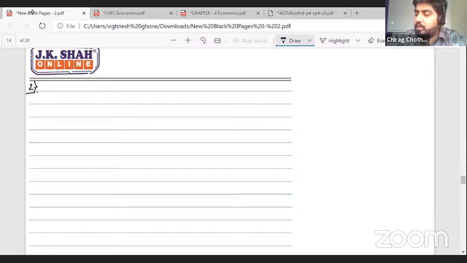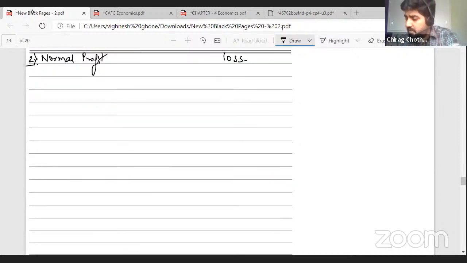Now we are going to talk about normal profit as well as loss. When we are talking about normal profit, guys, remember, normal profit is also there in case of the long run. So we are not going to draw a separate diagram. In the same diagram, I will show you the effect. Okay, so let's begin how normal profit and loss will be seen.